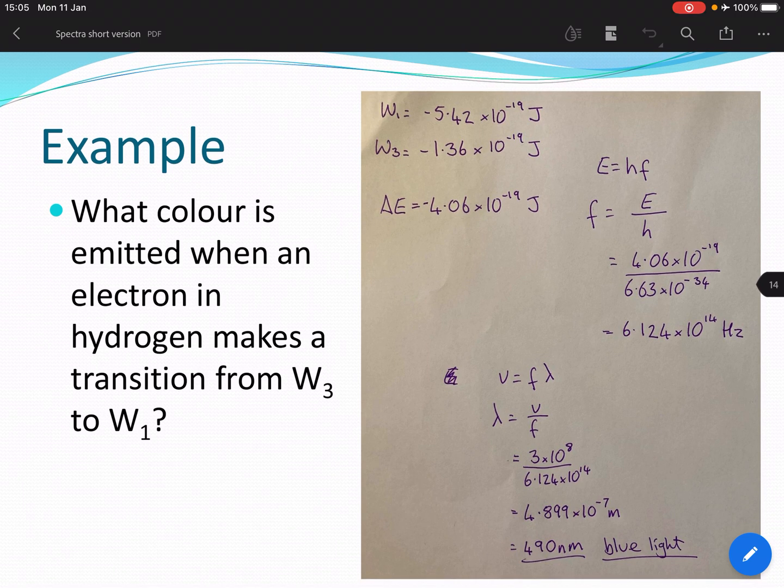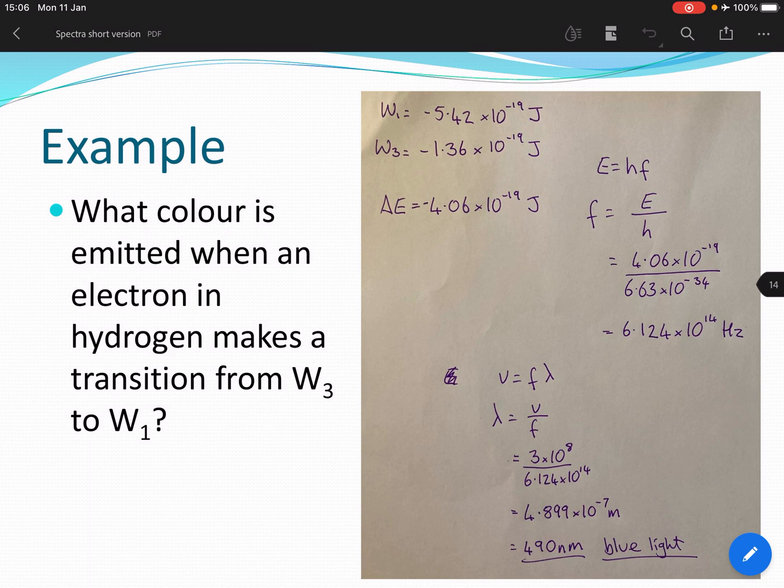Now, because you're just working out the difference between the amounts of energy to get from one to the other, you can forget about the negative. Although I see I've actually written the negative in there, but you don't need to worry about that. So the difference between those two levels in terms of energy is 4.06 times 10 to the minus 19 joules. We're then just going to stick that into the E equals hf formula. So f is E over h. Work that out, and we end up with 6.124 times 10 to the 14 hertz.